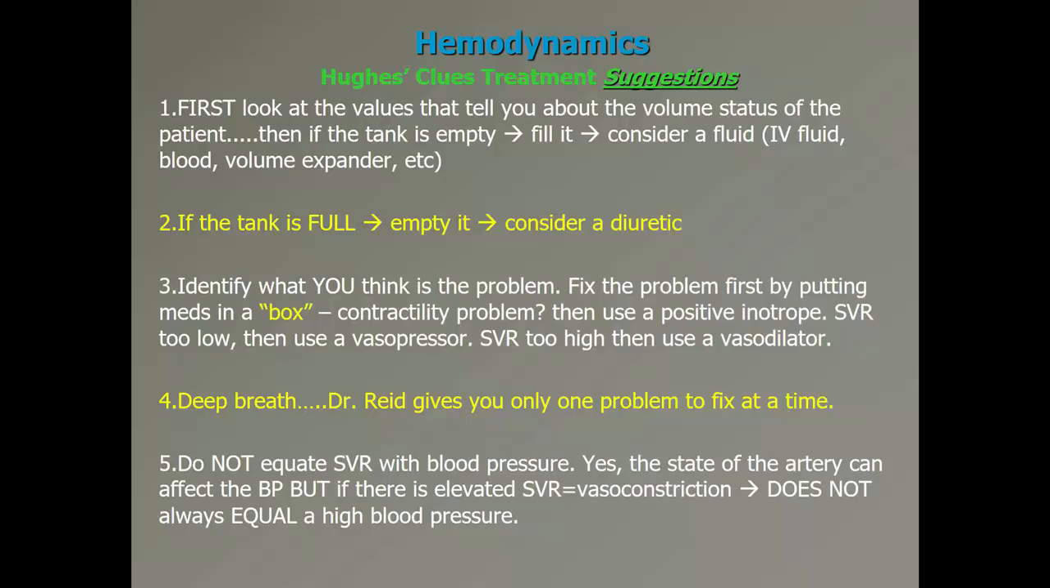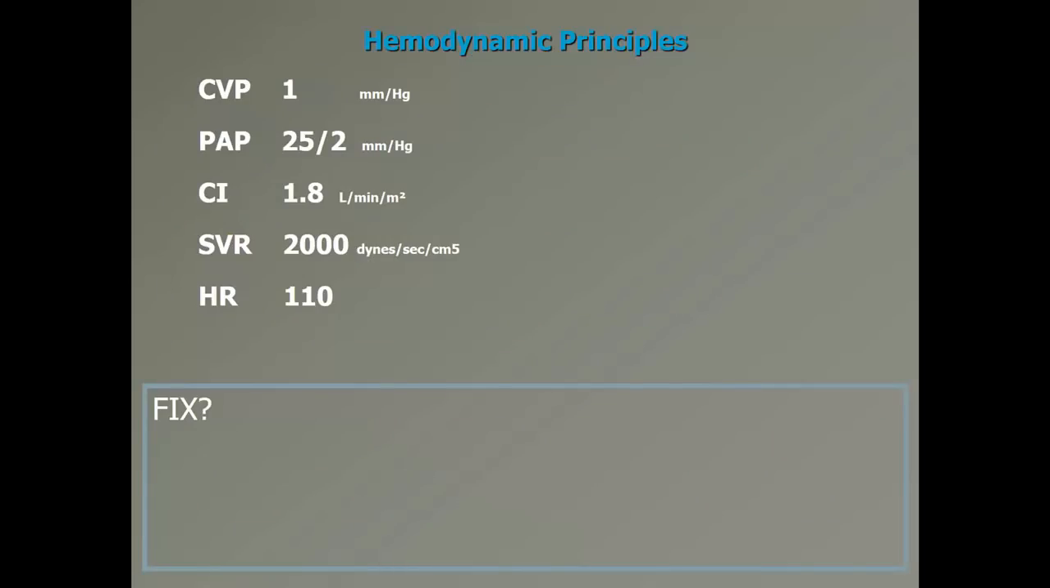And the big key here is do not equate systemic vascular resistance with blood pressure. I did clarify and correct my mistake from the original hemodynamics part 1. SVR does not equal blood pressure. Yes, systemic vascular resistance does relate to the state of the artery and it can affect the blood pressure, but you cannot say categorically that if the SVR is high, the blood pressure is high. They just don't go together. Email me if you have questions about that.